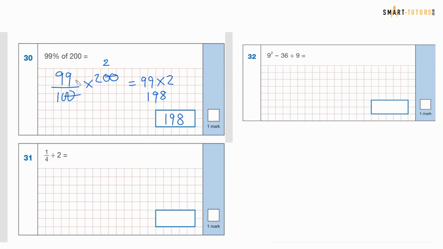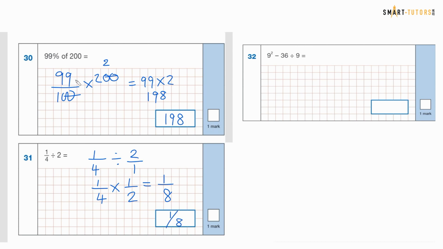198. Question number 31. A quarter divided by 2. So this is a fraction divided by 2. So you're going to use KS2 method. So 1 over 4 divided by 2 over 1. You're going to flip it and change the dividing sign to a multiplication sign. We add times 1 over 2. 1 times 1 is 1. 4 times 2 is 8. So the answer is 1 over 8.